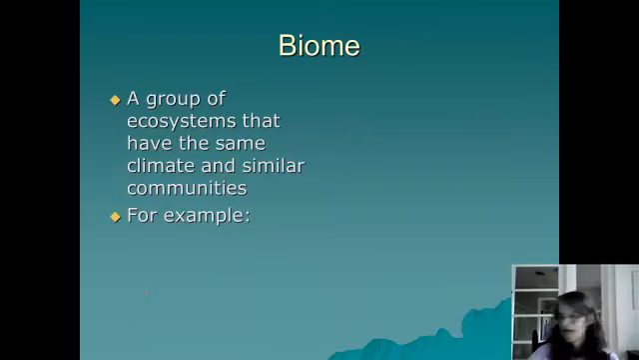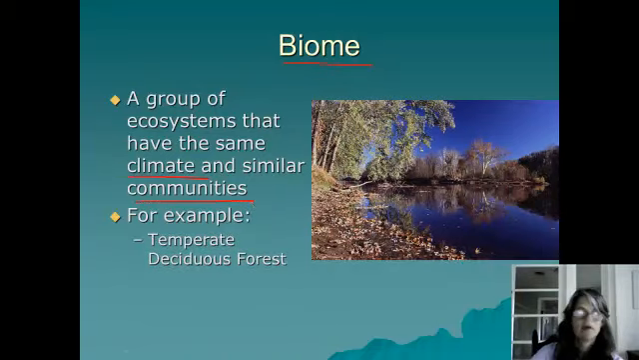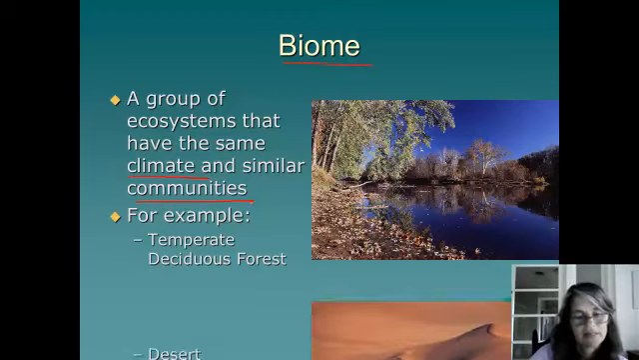Okay, and we've got this term biome, okay, a group of ecosystems that have the same climate and thus have similar communities of organisms. For example, a temperate deciduous forest is going to, by and large, be the same here as it might be elsewhere in the world. Might be some slightly different things, but similar kinds of climate produce similar kinds of plants and animals.